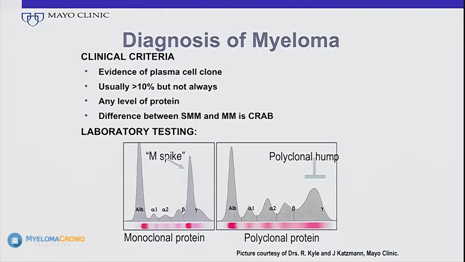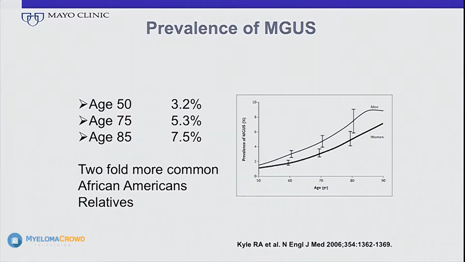Now, I'm not going to spend a lot of time. You've seen this slide already from Dr. Morgan and how we look at those proteins, and you see the M spike again. But just know when we talk about MGUS, this is a rather common condition. Dr. Robert Kyle, who is the person who started the myeloma group up in Mayo Clinic Rochester, was the one who coined this term, the MGUS. And he has established the parameters by which we understand how this affects the general population.